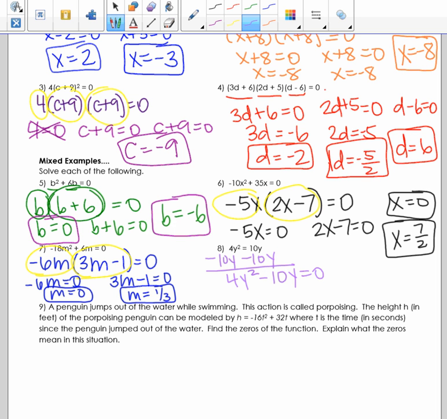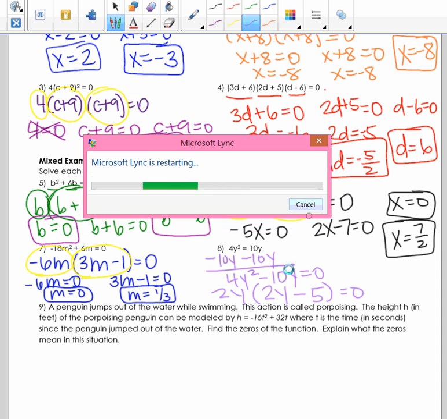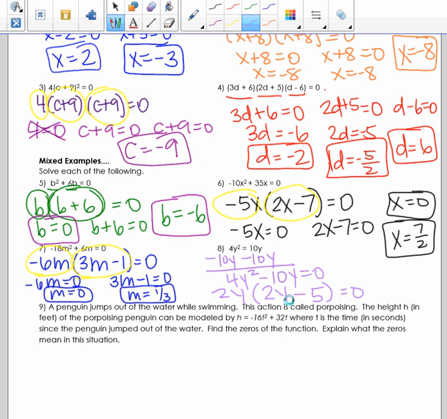Between 4 and 10, I can take out a 2, and then I can take out a y. Sorry, that's a strange 2. Then I'm left with 2y minus 5, so that when you have 2y times 2y, that's 4y squared. 2y times negative 5 is negative 10y. So now you would set 2y equal to 0, and you would set 2y minus 5 equal to 0. So your answers when you solve those two equations, sorry this got a little sloppy since I ran out of room, are 0 and 5/2.